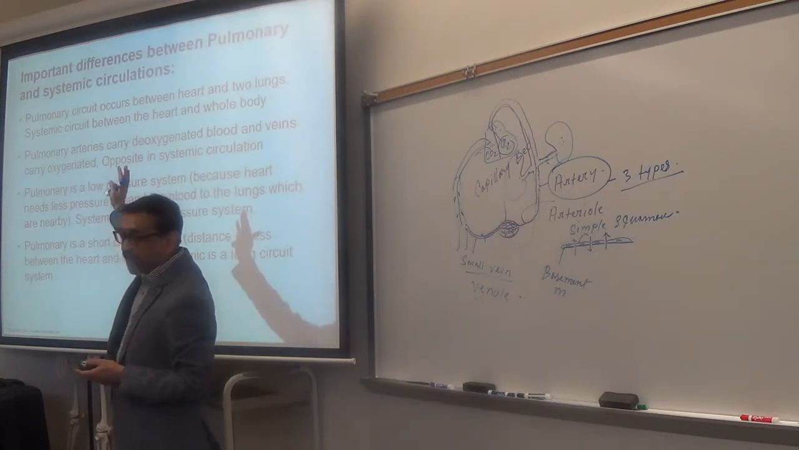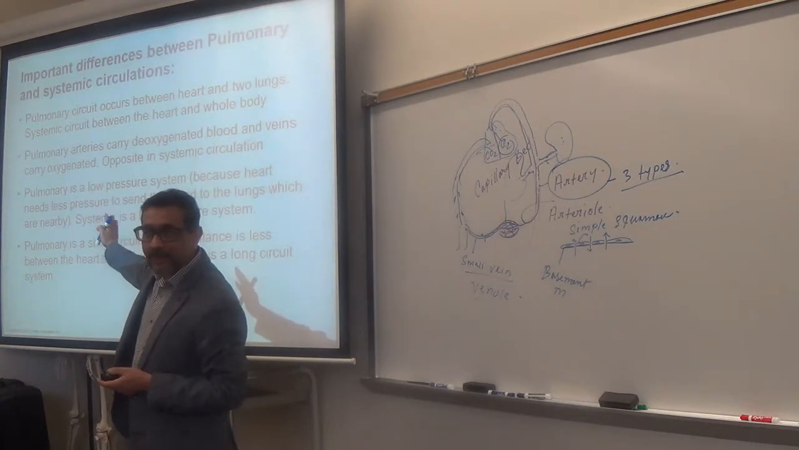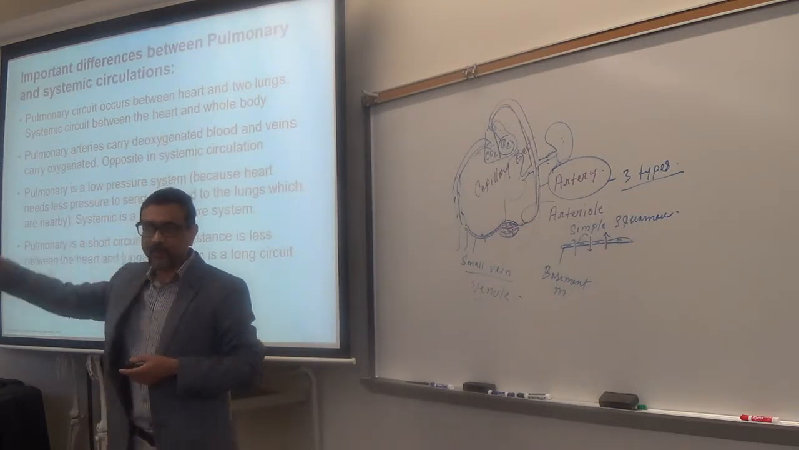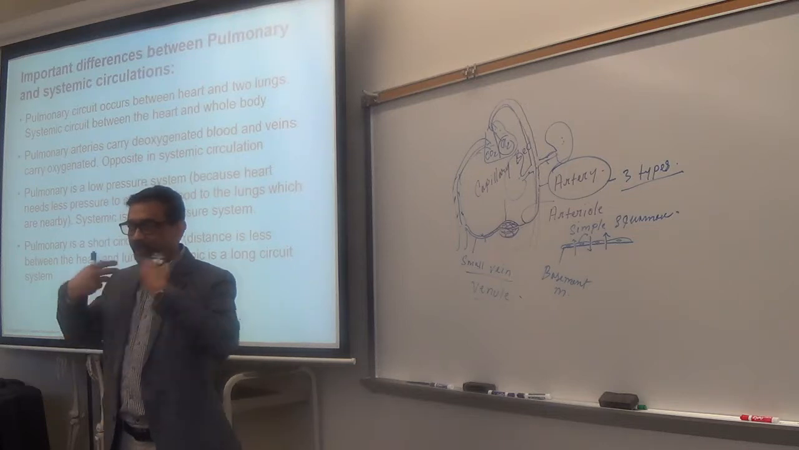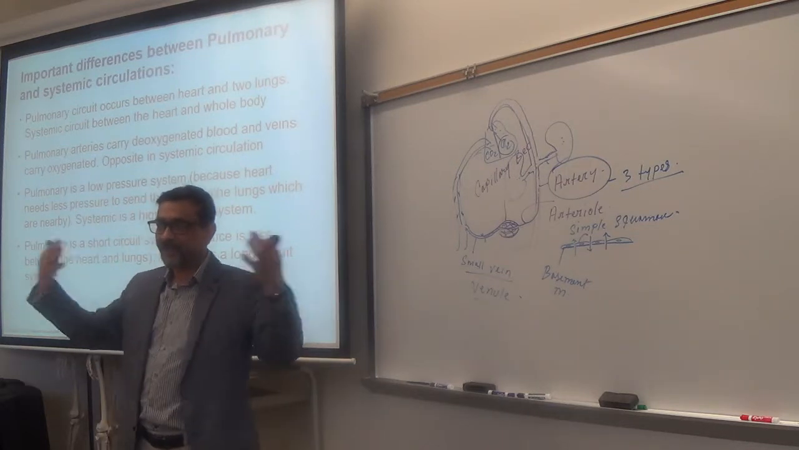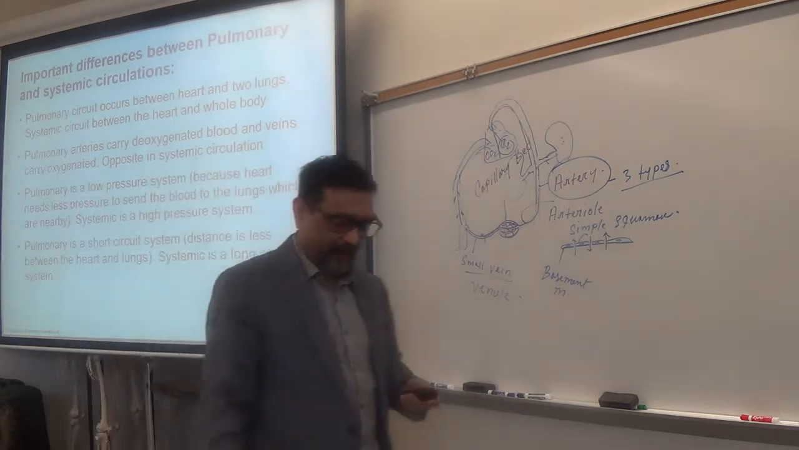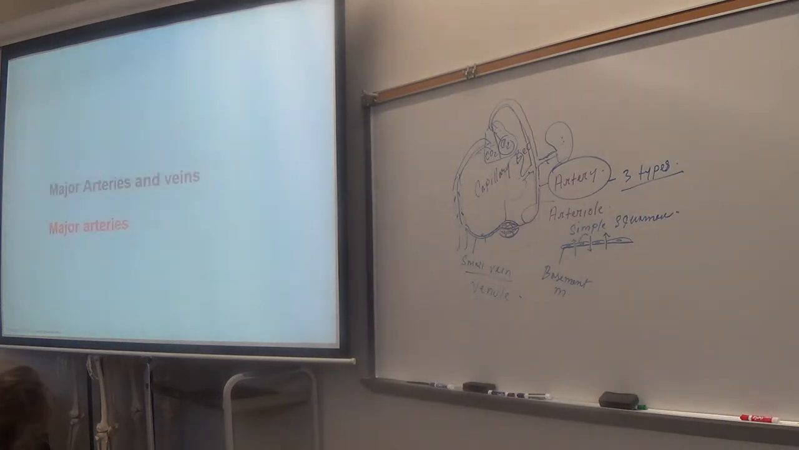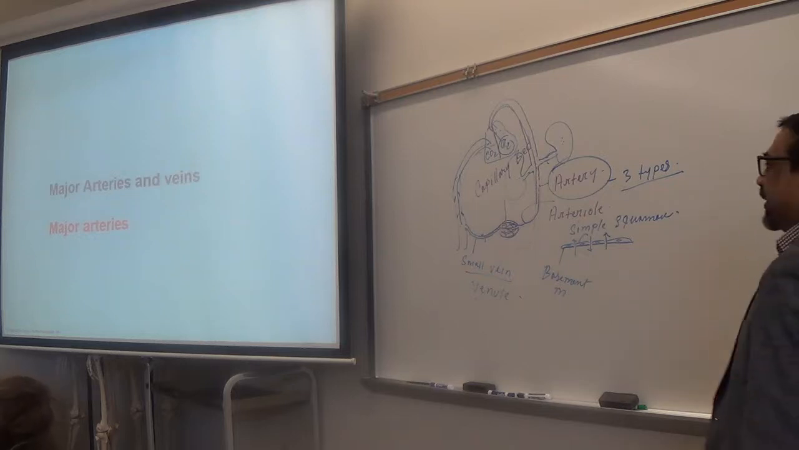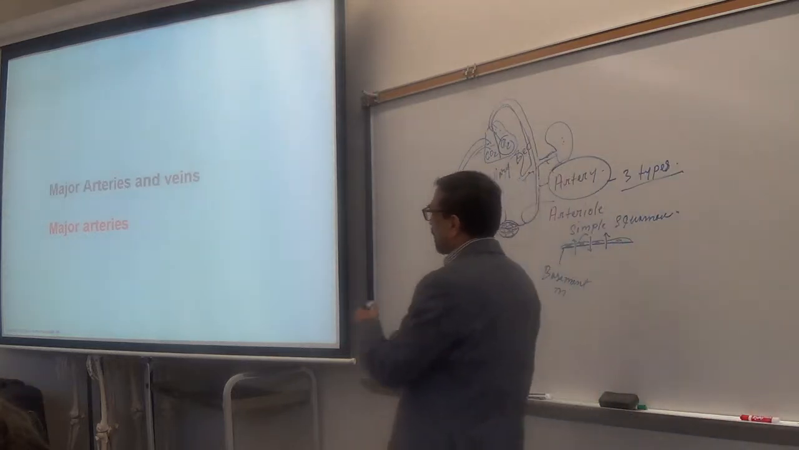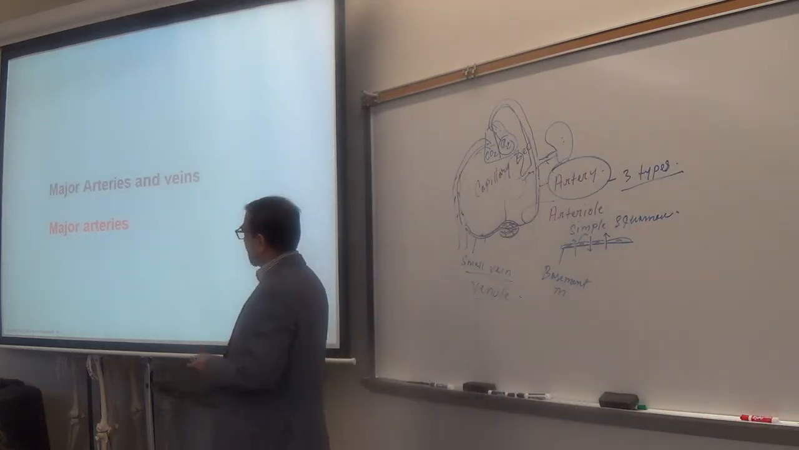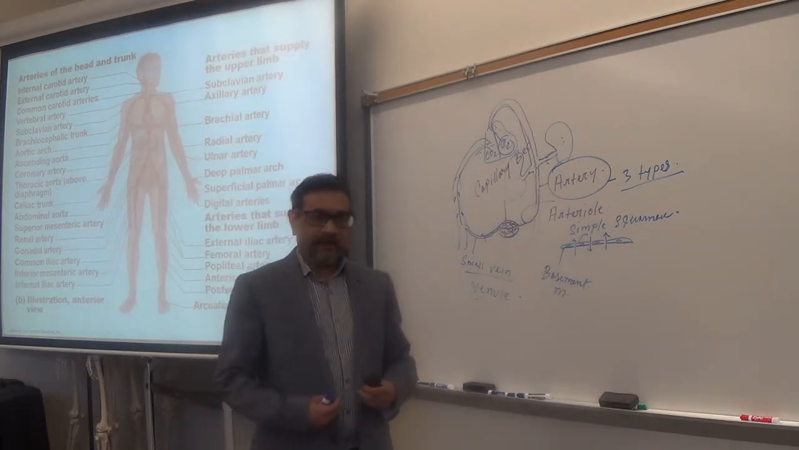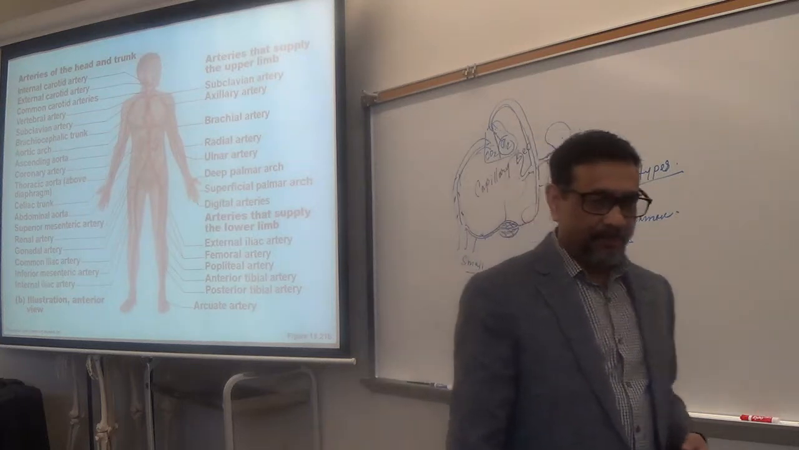I have already talked about systemic and pulmonary circulation and the differences between systemic and pulmonary. Remember, long circuit, short circuit, high pressure, low pressure, right? So the differences between systemic and pulmonary circulation. Now we'll see the major arteries and veins. Major arteries are here. This is the arterial system of your body.